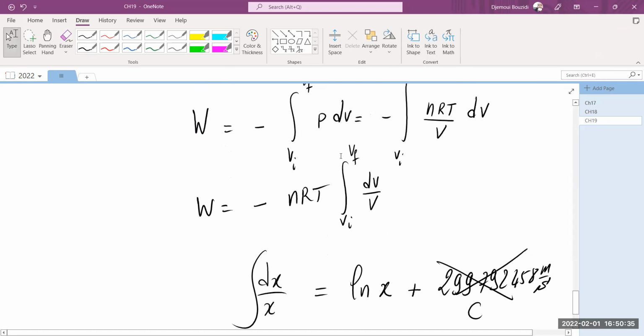But this is a bounded integral, so the value of the constant in the upper limit and the lower limit will cancel out. So at the end of the day, this will just be minus nRT ln of V evaluated between the initial value and the final value, and that is going to be ln of VF minus ln of VI.